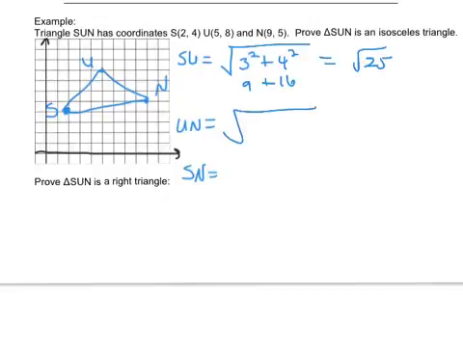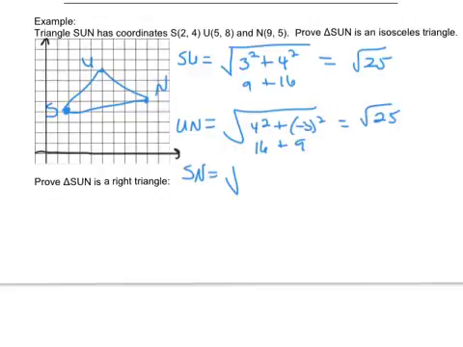UN, if I look at it, is going to be 9 minus 5. So that's 4 squared plus 5 minus 8. So that's going to be negative 3 squared. But remember, whenever you square something, it ends up positive. So this is also radical 25. That's enough to show that it's isosceles. I'm going to go ahead and do the third distance because we might need it down below.